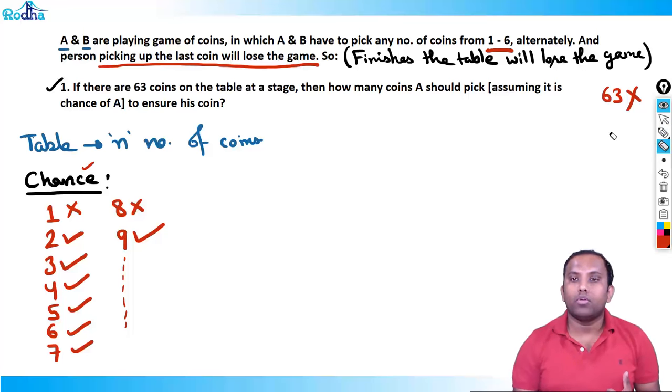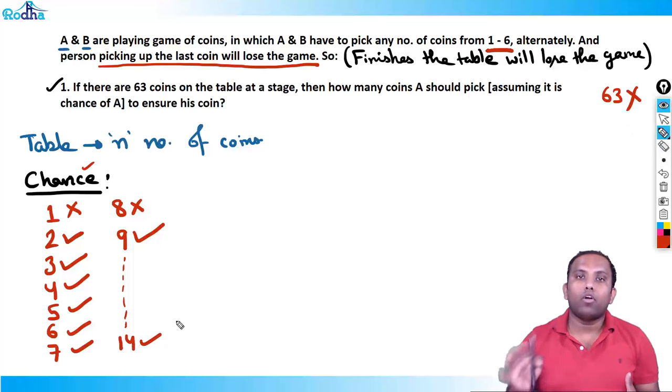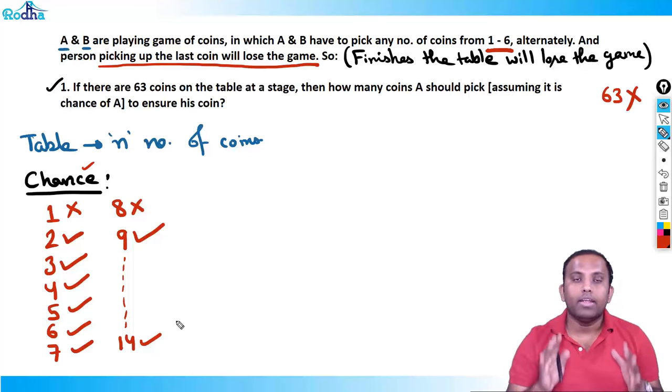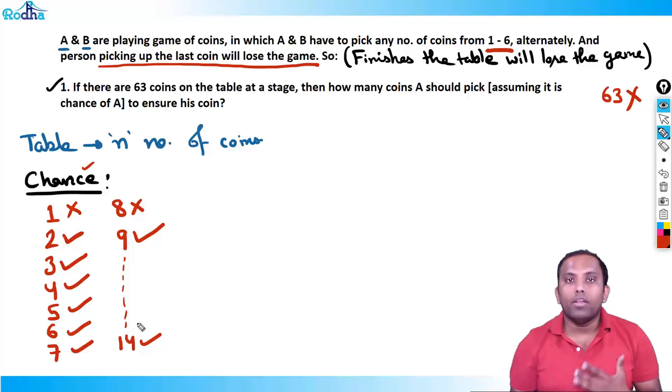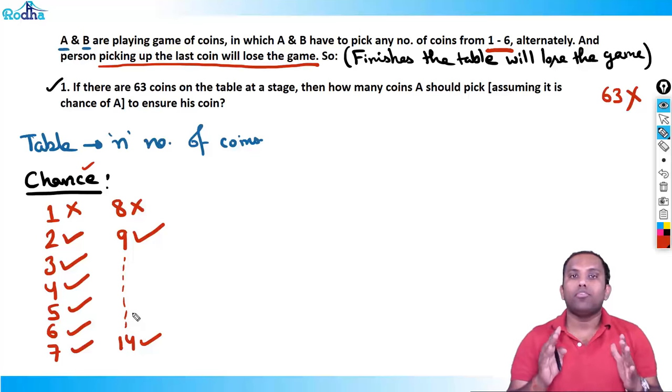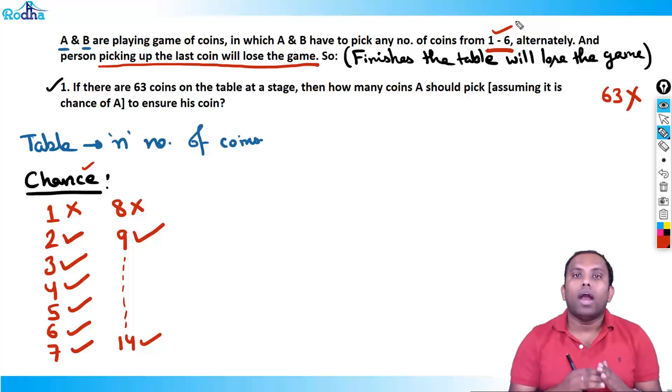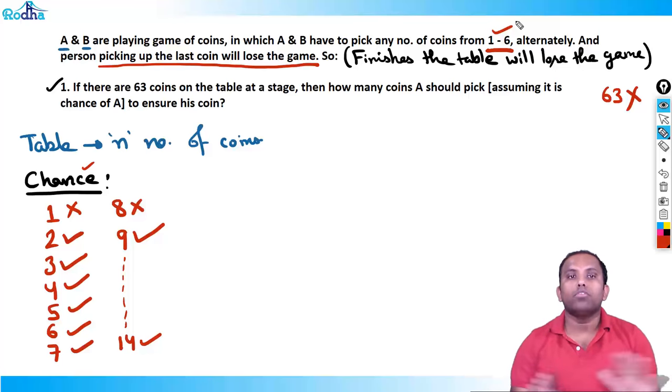So again, 14 is a good number for me, right? Because till 14, I can bring the game down to eight for you. Because if there are eight coins left on the table, you'll always lose the game. So why will I favor this number 14 here? Because if there are 14 coins on the table, even if I take six coins at a time, I can pick a maximum of 6, right? Even if I pick six coins at a time, I'll bring the game down to eight. Now it is eight coins on the table. It is your chance. You will always lose the game.